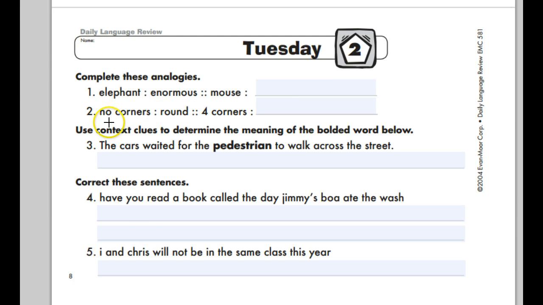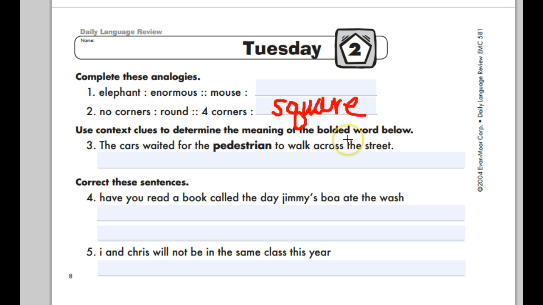Okay. No corners is to round. So it's the properties of the shape. There's no corners. So if something has no corners, it's round. No corners is to round, as four corners is to what? Something with four corners. It could be a square or a rectangle.